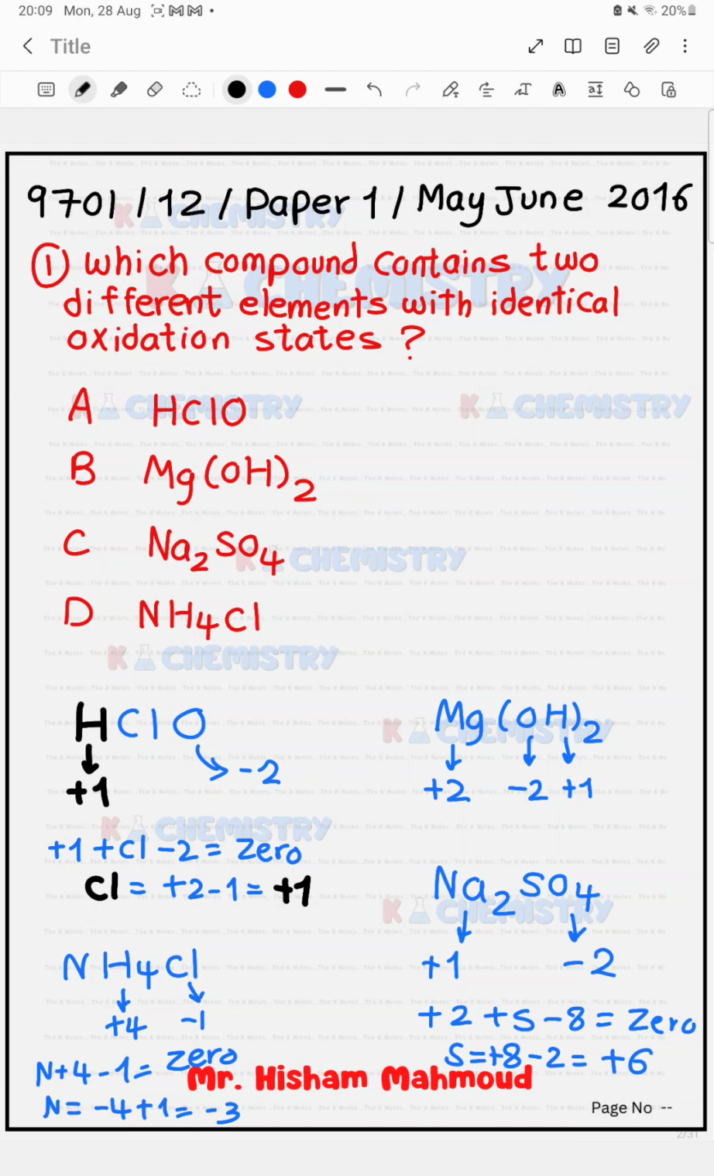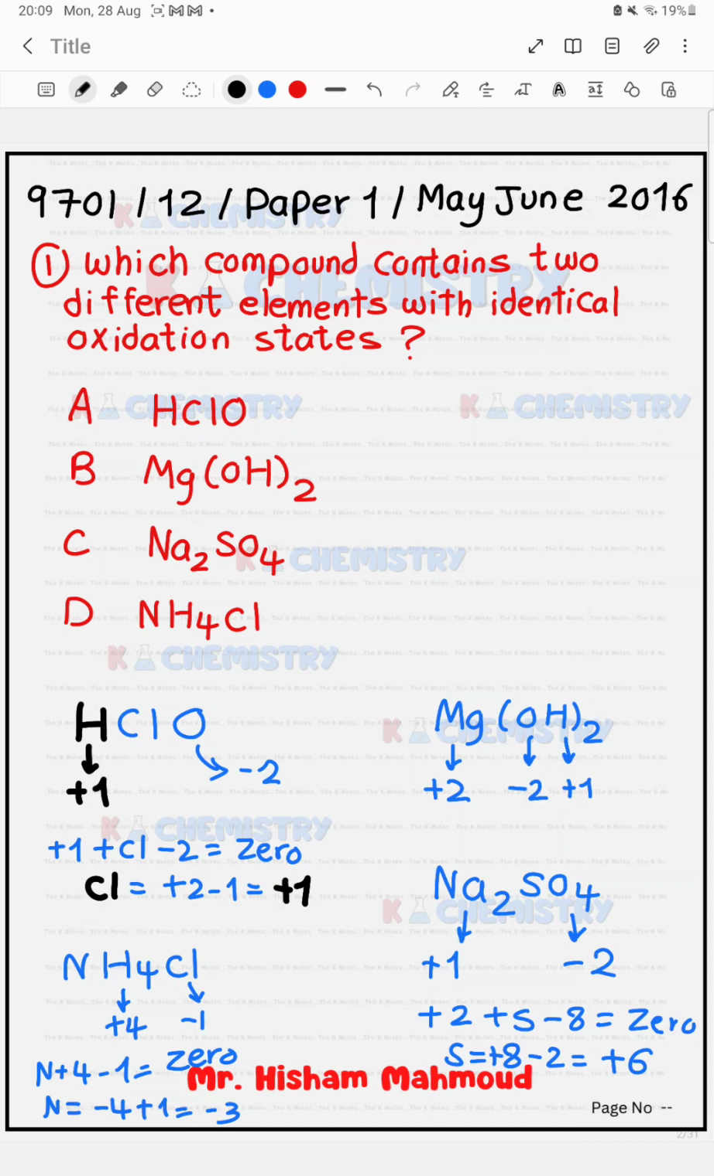So this is our answer, but we'll just go through the rest to make sure that it is not a correct choice. Magnesium hydroxide, I will start with the hydrogen as +1 and the oxygen is -2. So the hydroxide ion is -1, and multiplied by 2 is -2. And magnesium will be +2.